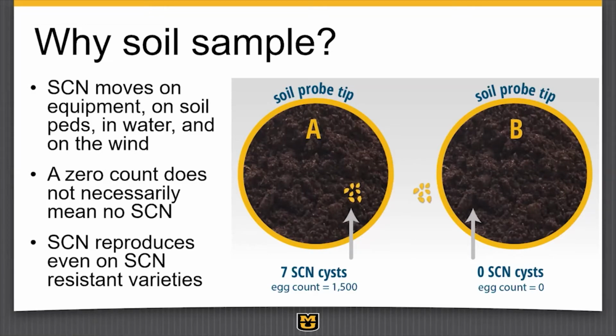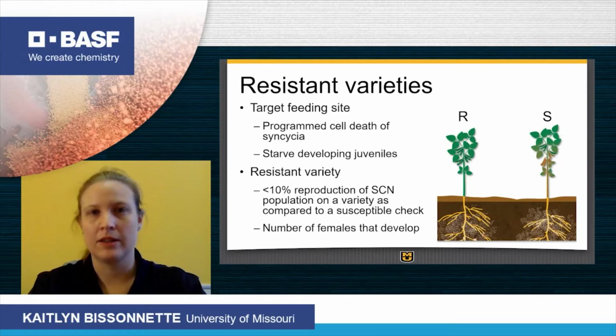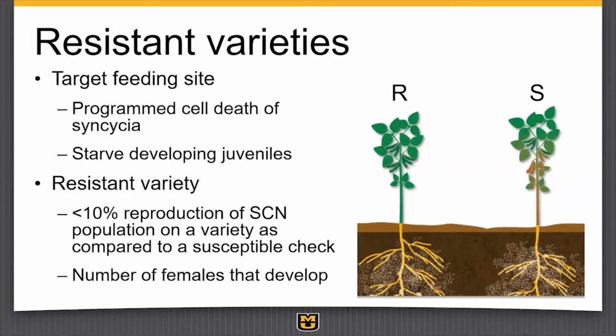So then that brings me to resistant varieties. The target of resistance is to kill the feeding site of the soybean cyst nematode. So that source that is feeding on all of those nutrients that are allowing the beans to produce lots of pods, lots of yield at the end of the season, right? And so what happens is resistant soybeans result in a programmed cell death of the syncytia, or the feeding site. And so it will starve the developing juveniles.